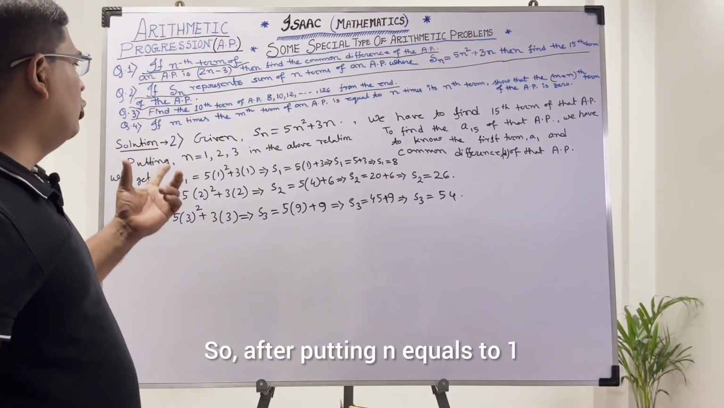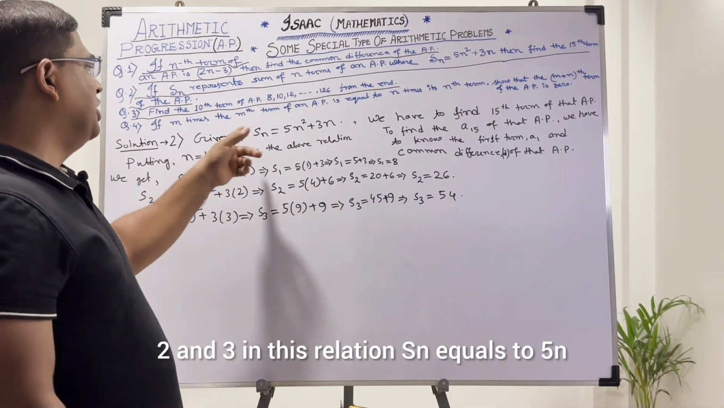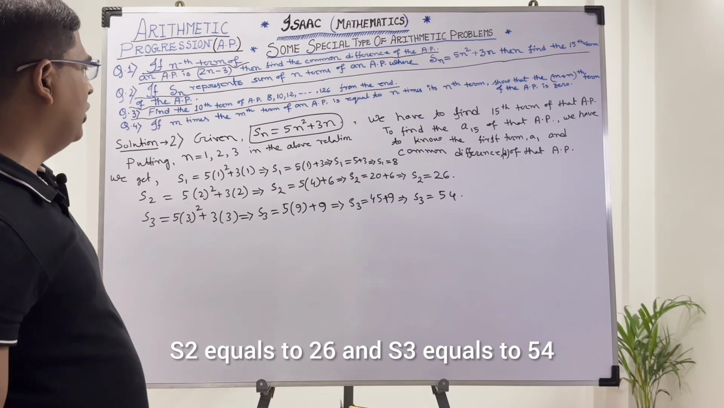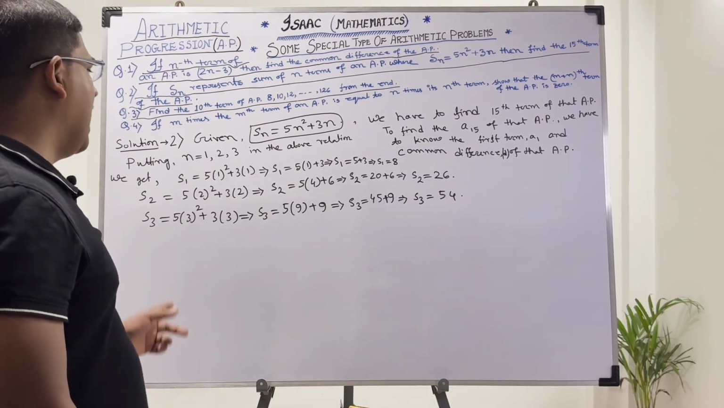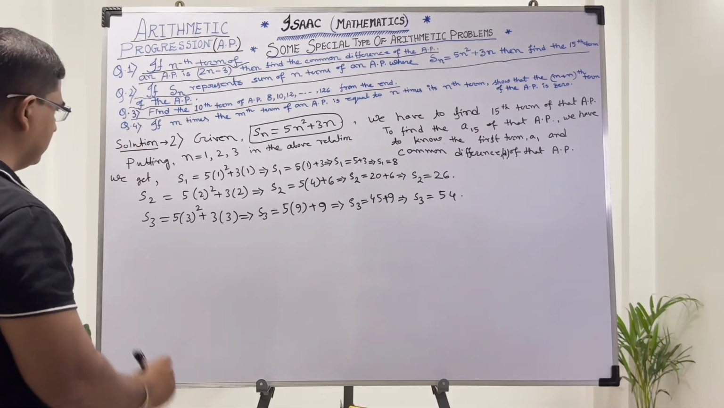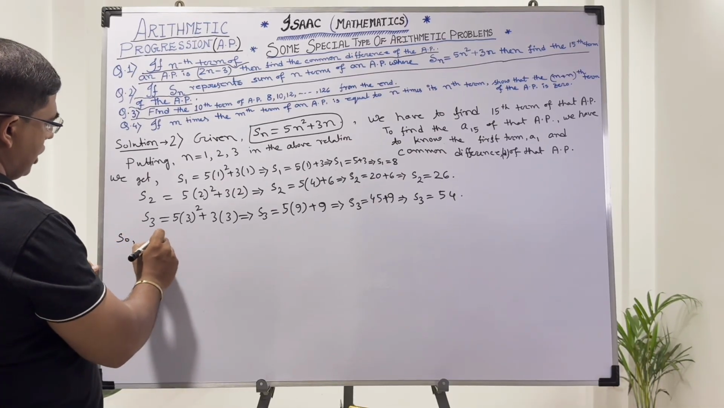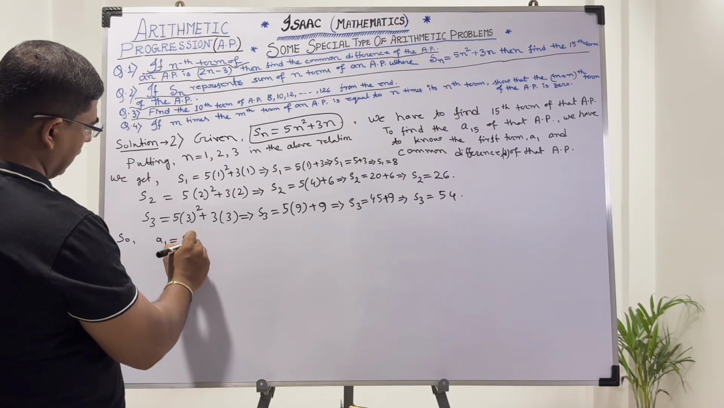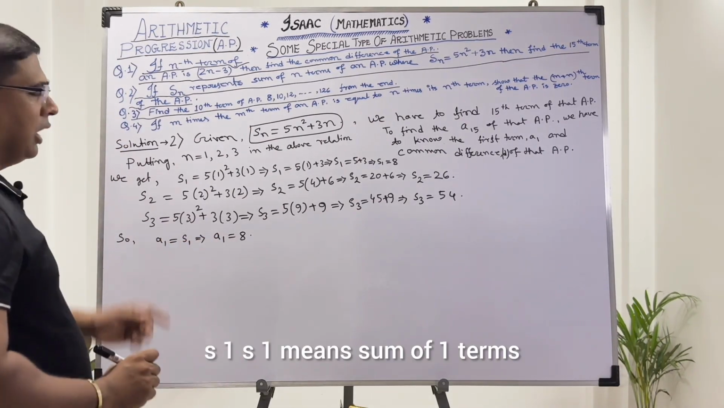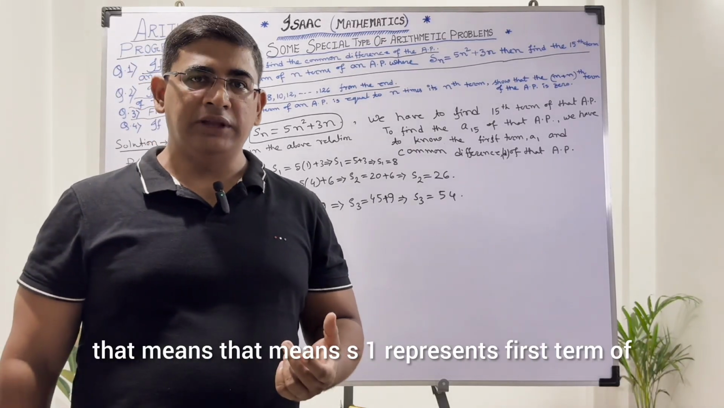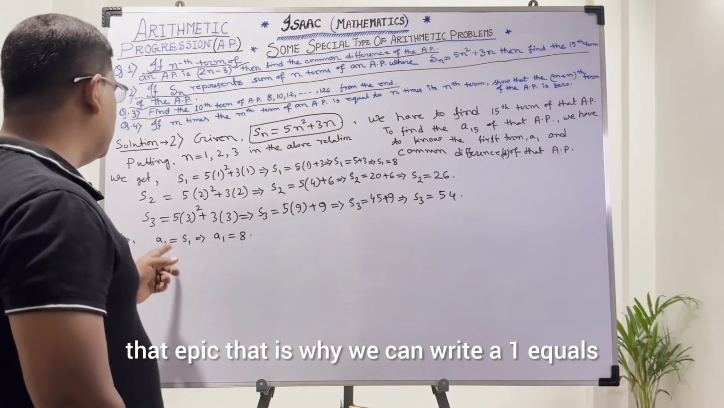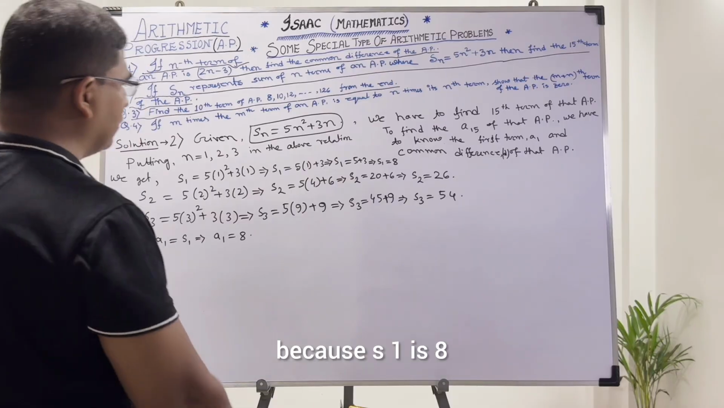Okay. So after putting n equals 1, 2 and 3 in this relation, Sn equals 5n square plus 3n, we get S1 equals 8, S2 equals 26 and S3 equals 54. So A1 equals S1, this implies A1 equals 8. S1 means sum of one term. That means S1 represents the first term of that AP. That is why we can write A1 equals S1. This implies A1 equals 8 because S1 is 8.